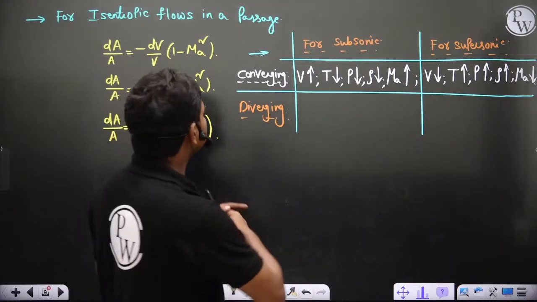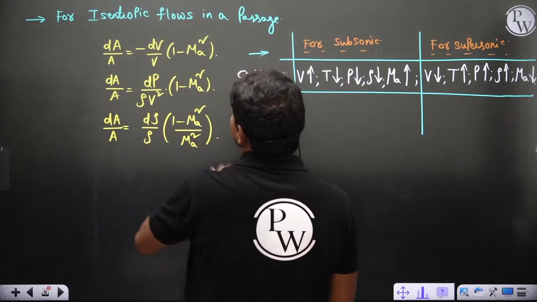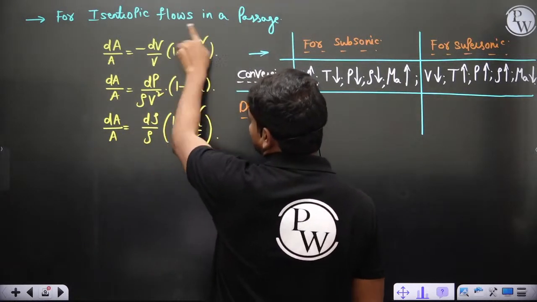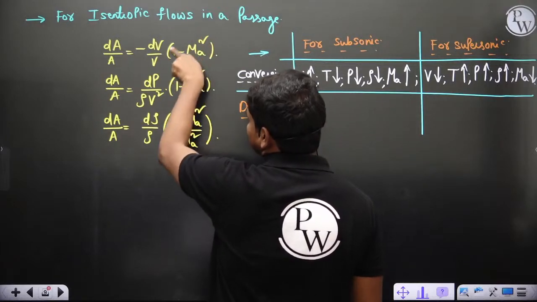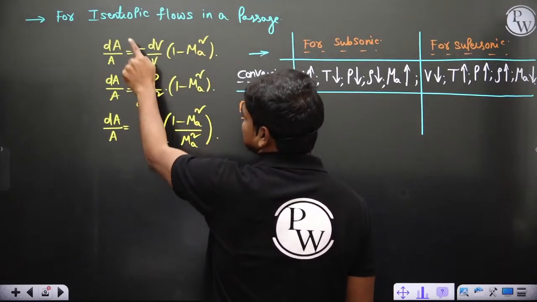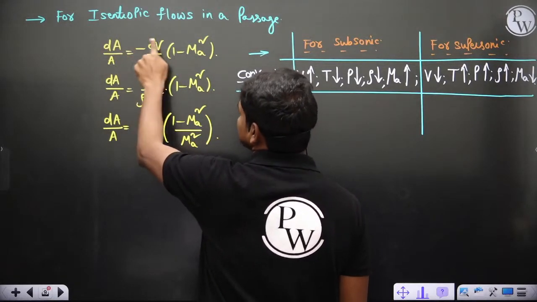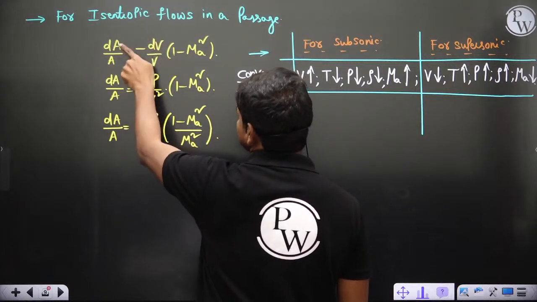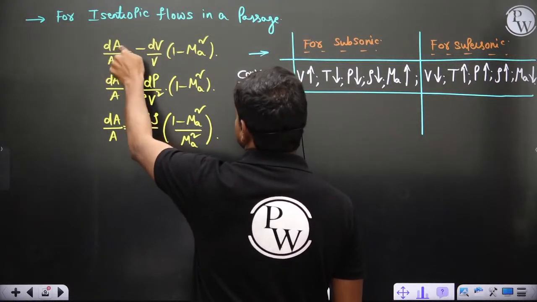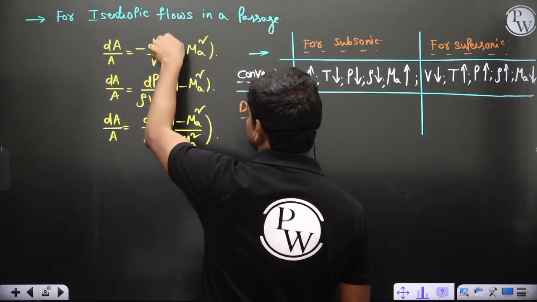Because see, for example, if I have a diverging nozzle, in this case Mach number is more than 1. If Mach is more than 1, this quantity is negative. Negative of negative is positive, so these two should have the same signs. Then if the area of cross section is decreasing, definitely velocity also has to decrease.